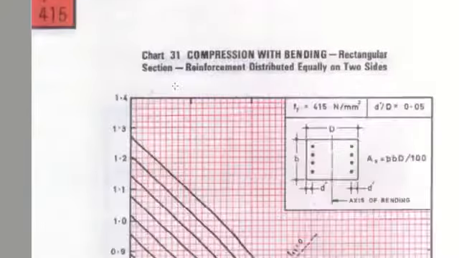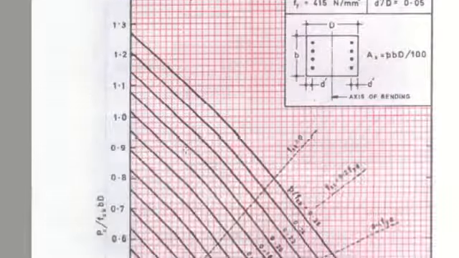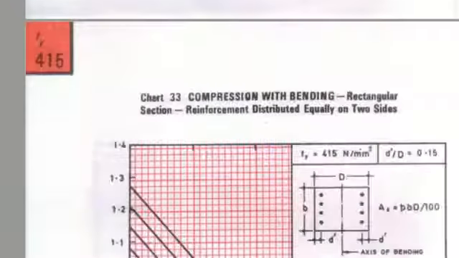You can see each and every chart with different values of Fy and D dash by D. Whenever you are calculating the uni-axial column with rectangular section having reinforcement on only two sides, you have to refer to these charts, which depend on the two values Fy and D dash by D.